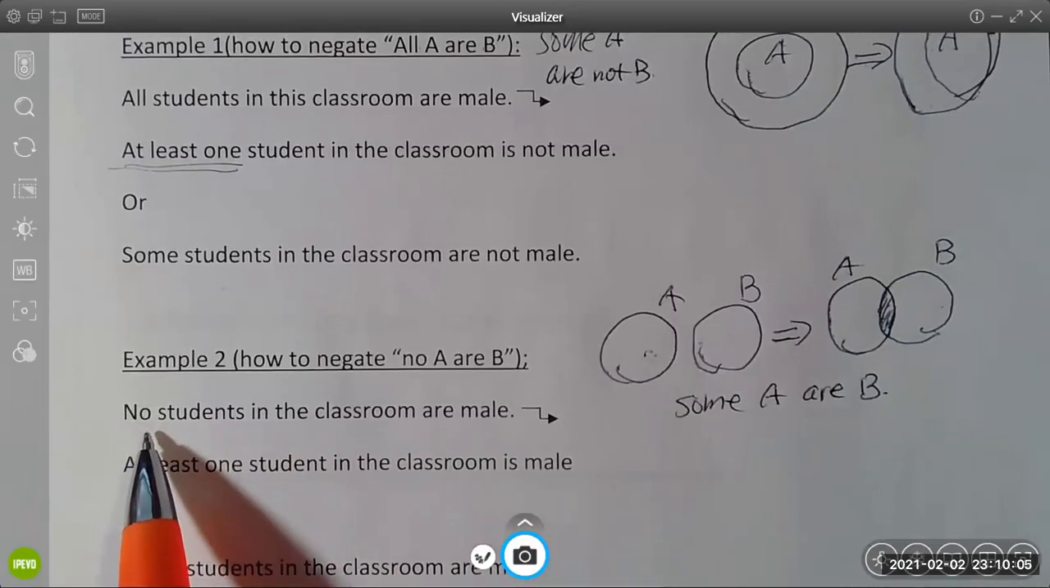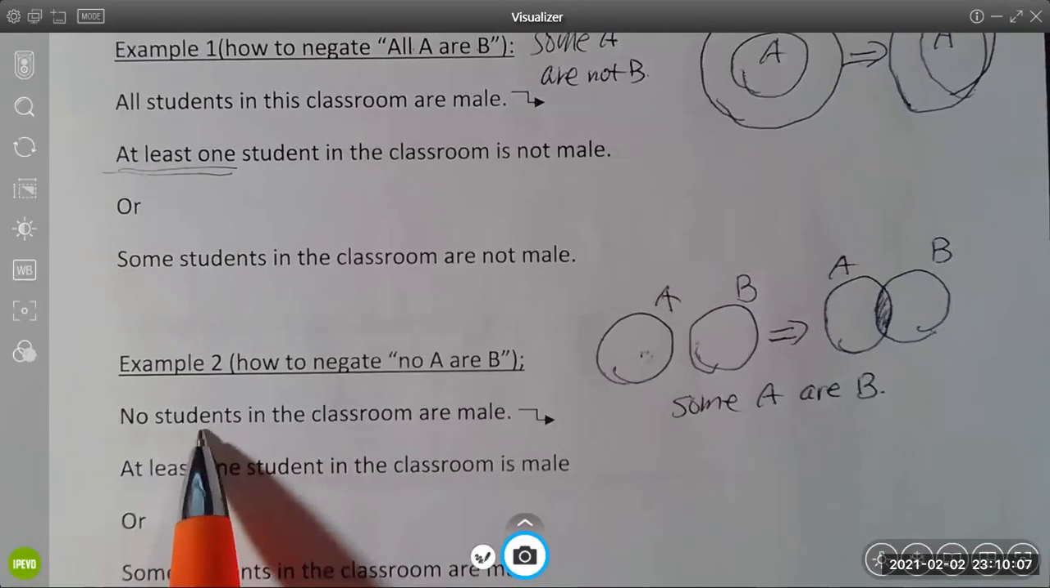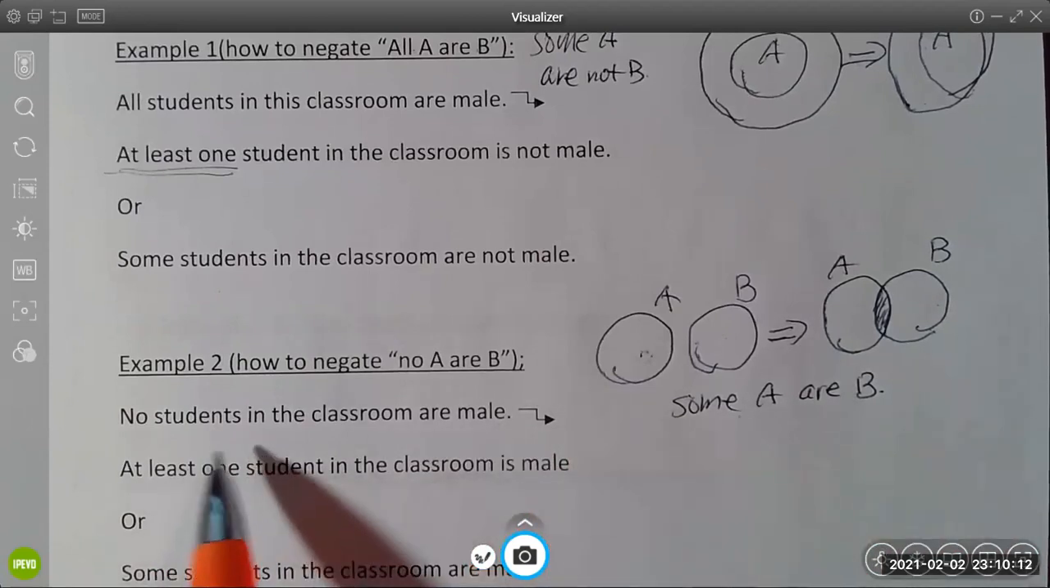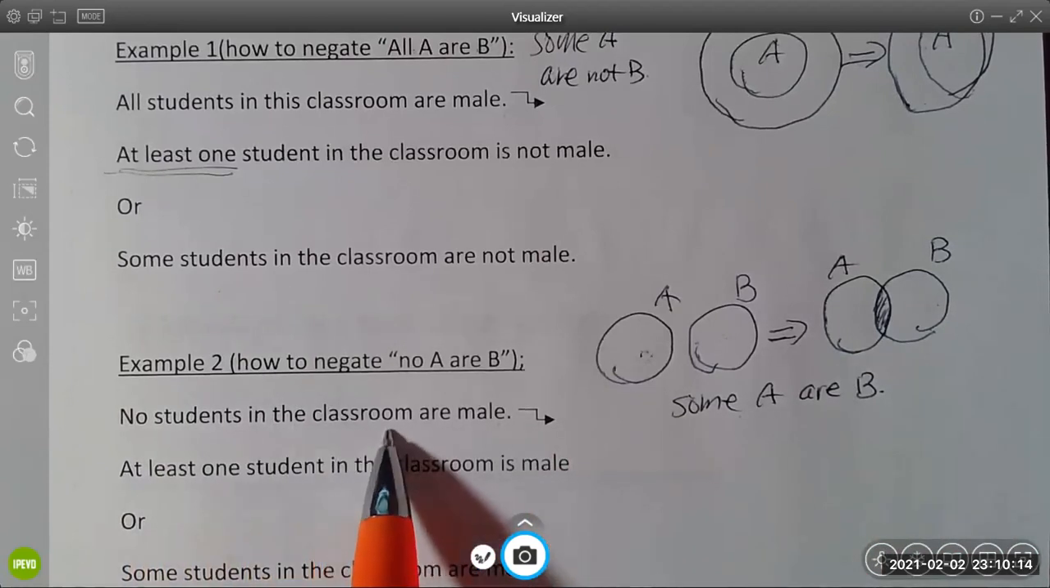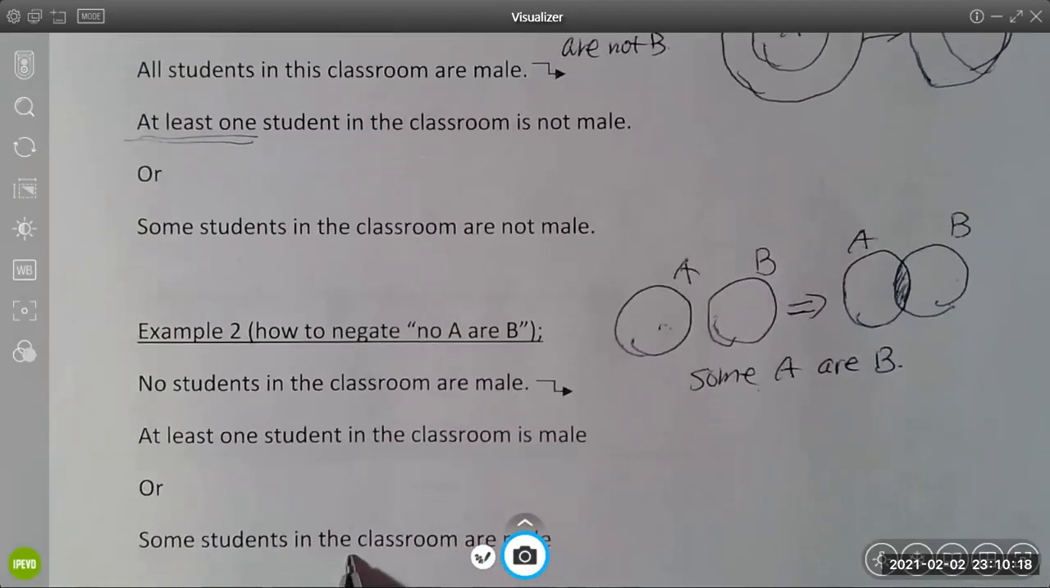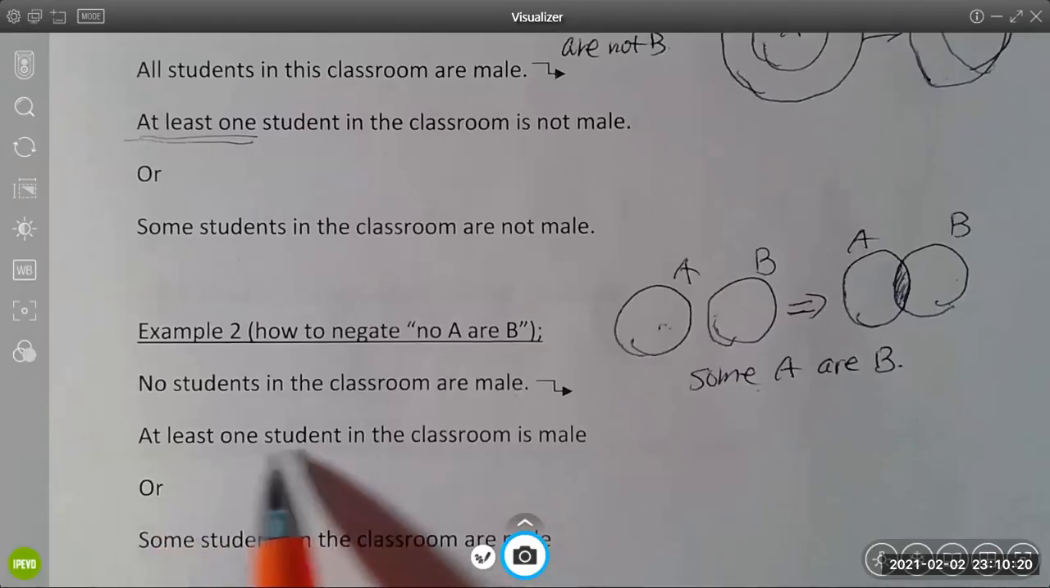Now let's look at this particular example. No students in the classroom are male. So look at the structure. Then the negation is some students in the classroom are male. So some students in the classroom are male, or at least one student in the classroom is male. That's the same thing.